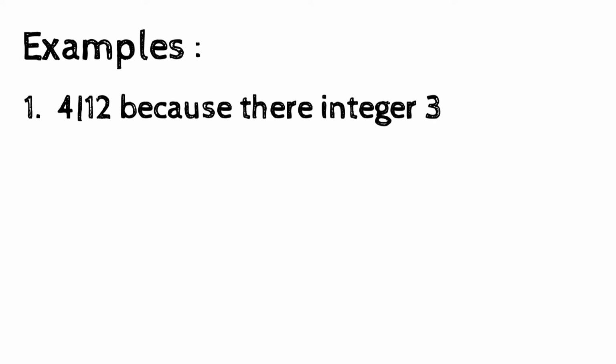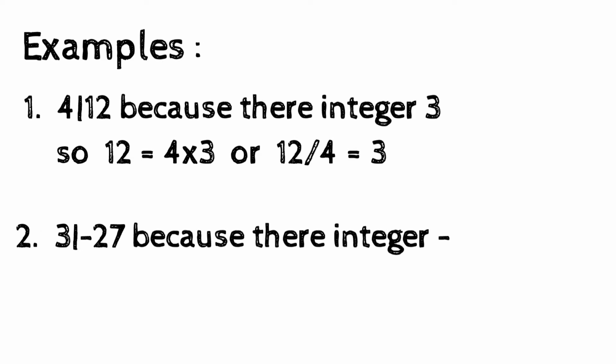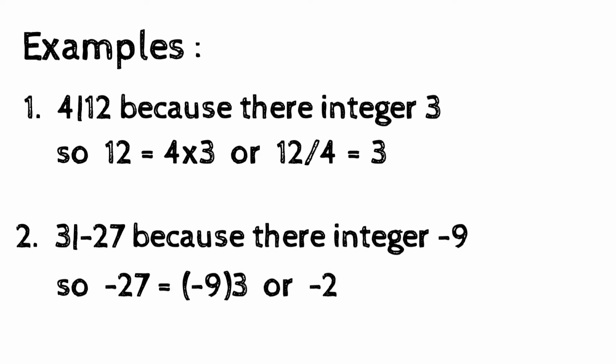And then we can see the examples. Number 1. 4 divides 12 because there is an integer 3, so 12 equals 4 times 3, or 12 over 4 equals 3. Number 2. Minus 27 is divisible by 3 because there is an integer minus 9, so minus 27 equals minus 9 times 3, or minus 27 over 3 equals minus 9.